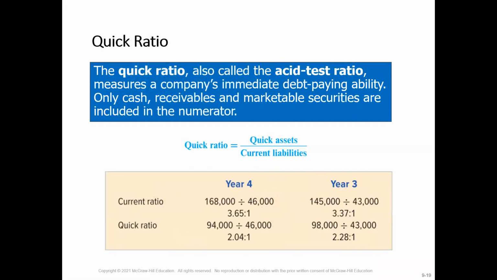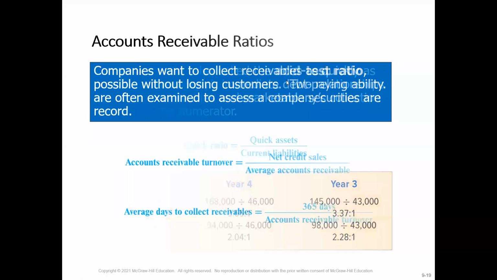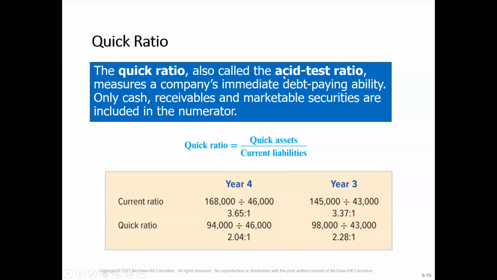So there's something called the quick ratio or acid test ratio. That is a measure of immediate debt paying liability. So if all of our current liabilities came due right this very minute, could we pay them? Yes or no? Quick ratio, if the result is 1 or greater, the answer is yes. Less than 1, the answer is no. So only quick assets are involved, and what quick assets are is cash and marketable securities. That is our quick assets.